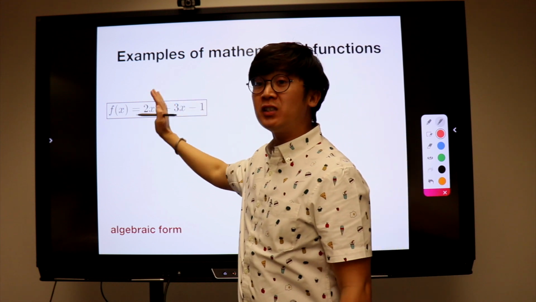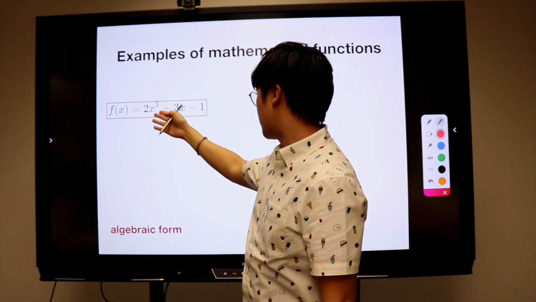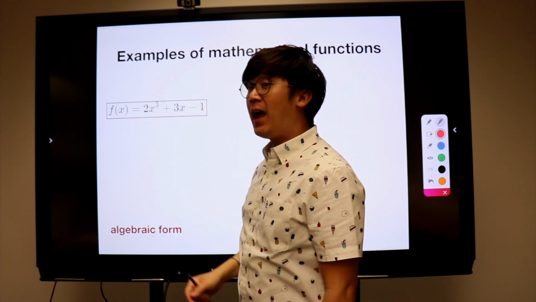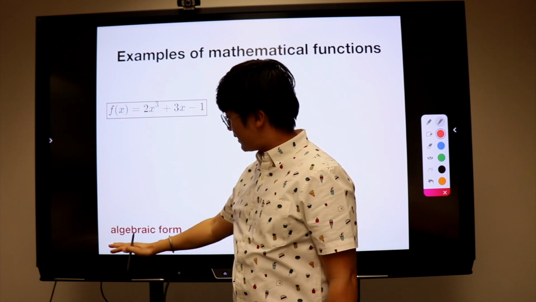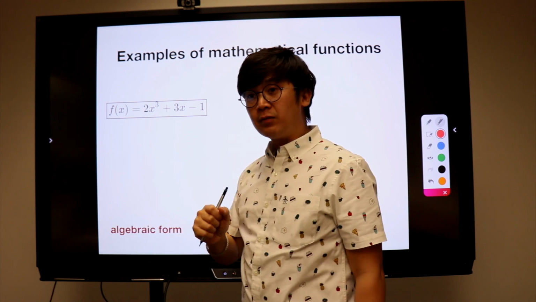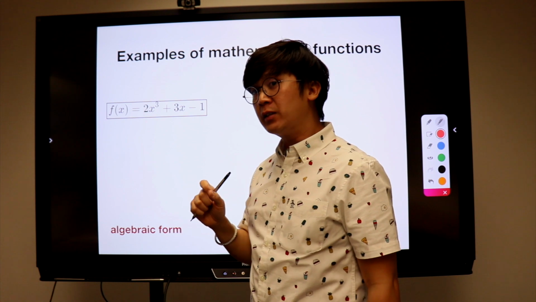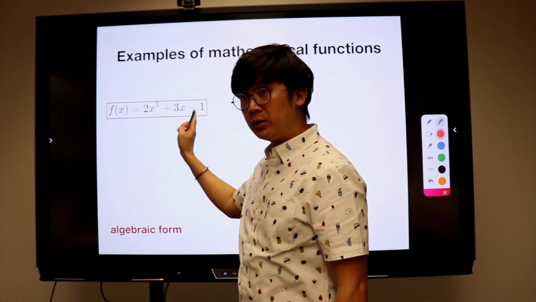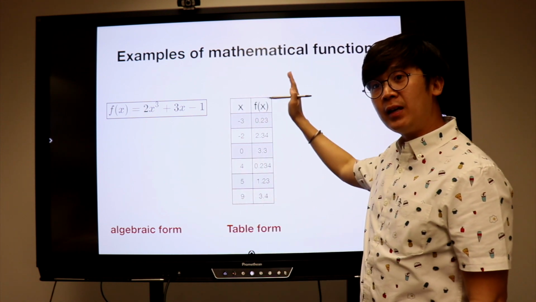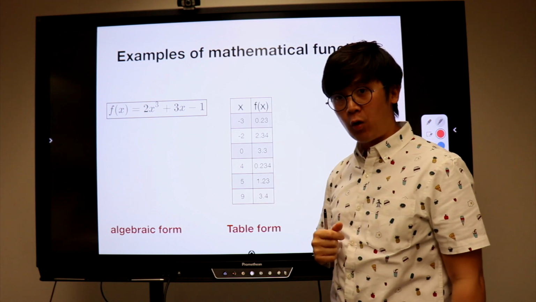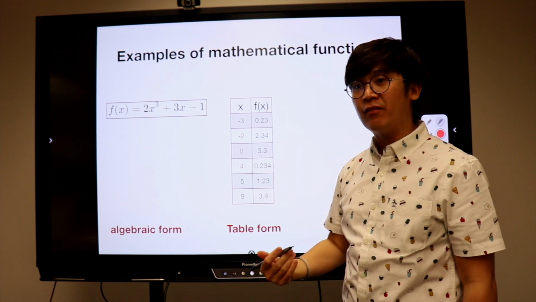And this is true. This is just f of x, which is just an equation, 2x cubed plus 3x minus 1. And this f of x, or function, is in algebraic form. However, in mathematics, you're not limited to only seeing functions of this form. Sometimes, you will be given a function in table form. And it's still a function. It's still f of x.